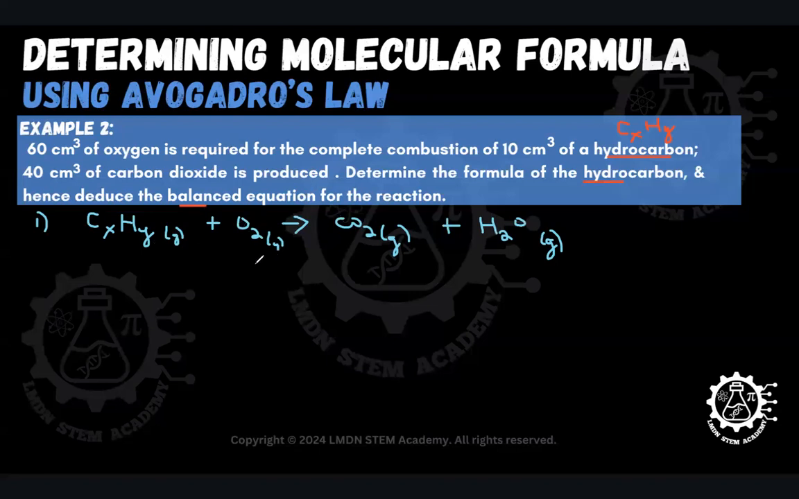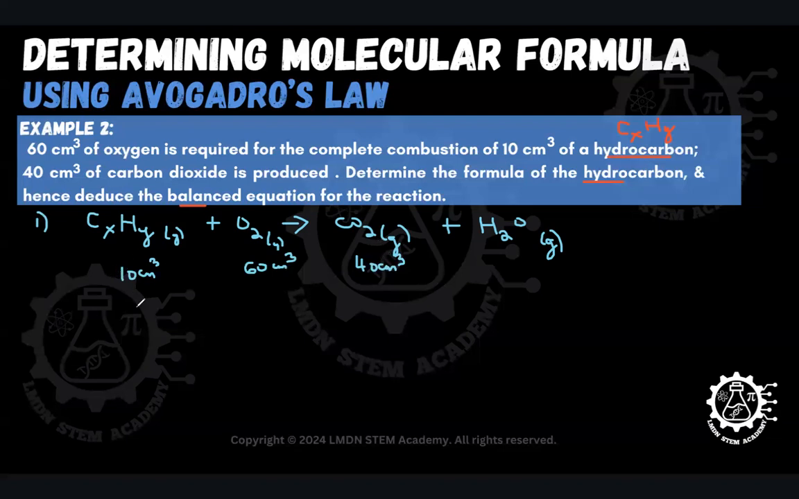So they told us that there's 60 cm cube of oxygen that was required for the 10 cm cube of the hydrocarbon, and that we would end up getting 40 cm cube of carbon dioxide. Now remember, look at these volumes. You see that they're nice multiples of each other? They're not the exact same volume. They're multiples of each other. So we can see that 60 is a multiple of 10 and 40 is a multiple of 10.